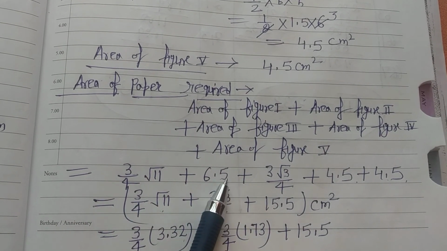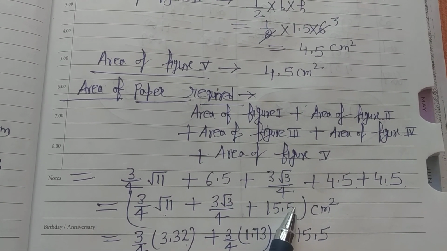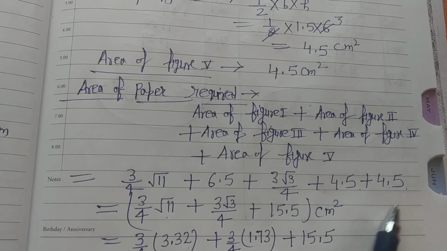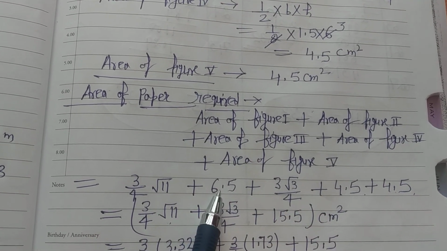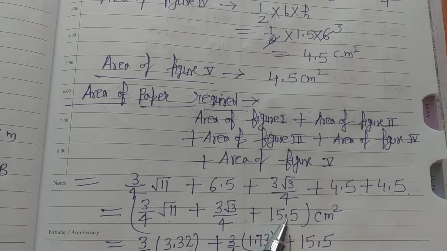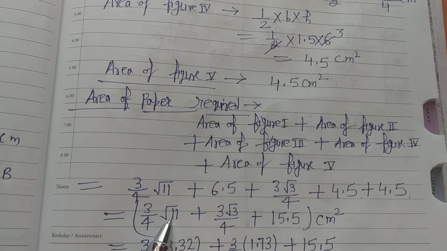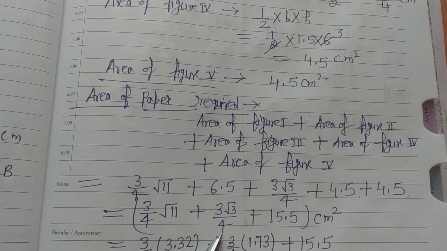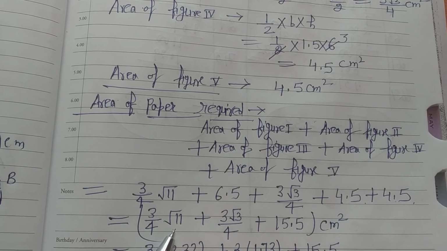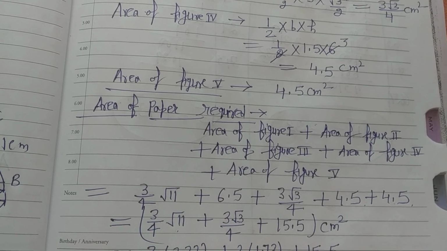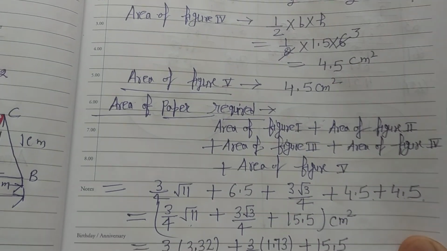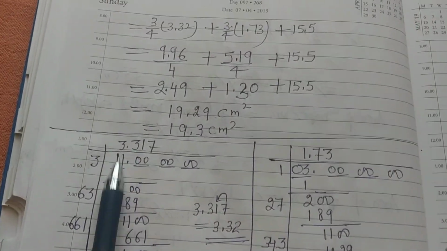That is 3 upon 4 under root 11, 6.5, 3 under root 3 upon 4 plus 4.5 plus 4.5. So now we will do the addition of these decimal numbers. It is coming 15.5 and 3 upon 4 under root 11 and 3 under root 3 upon 4. Now we will find the square root of 11 and square root of 3. Square root of 3 is 1.73 and square root of 11 is 3.32. We have calculated the square roots also here.